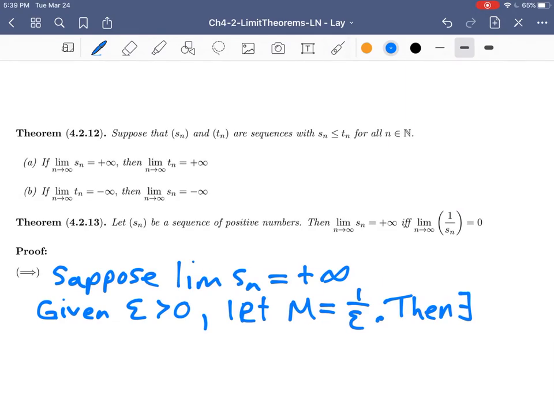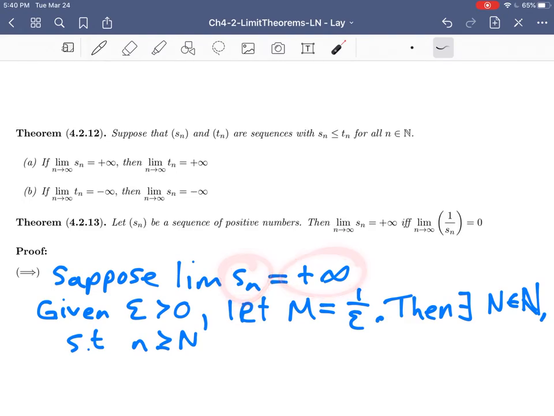Then what do we know? Well, then we know that there exists a natural number big N such that as long as little n is at least big N, because S sub n is diverging towards positive infinity, we now have S sub n, those terms, larger than m for any point where little n is bigger than big N. And we said that m was equal to 1 over epsilon.